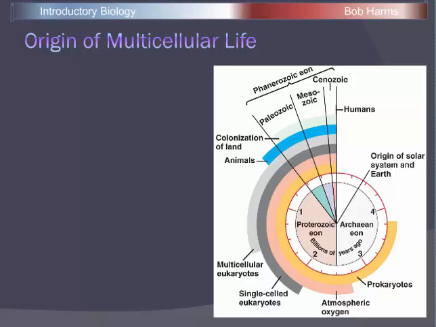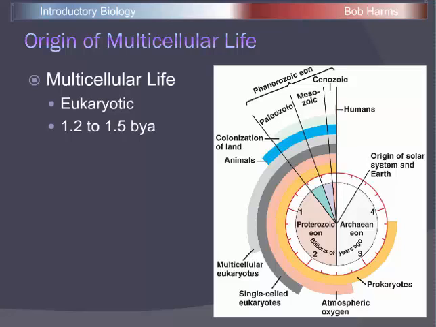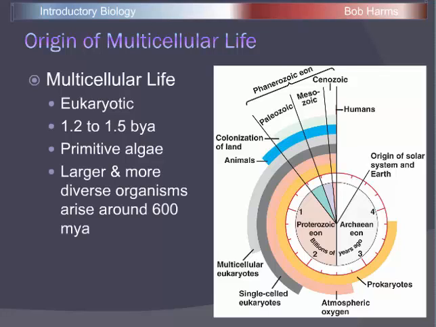Our next major step then is we do eventually see multicellular organisms appear in the fossil record. Now all multicellular life are made up of eukaryotic cells. They date around 1.2 to 1.5 billion years ago. We can see on our little chart here our multicellular eukaryotes appear around 8 o'clock or 9 o'clock. Our first eukaryotes seem to be some primitive types of algae, so probably photosynthetic. They were multicellular.